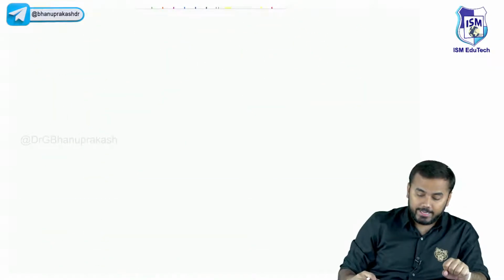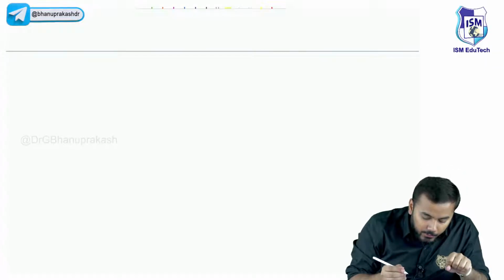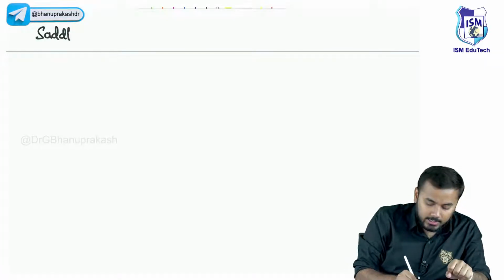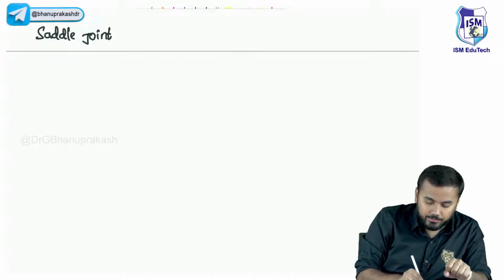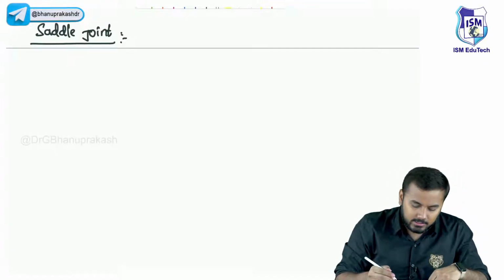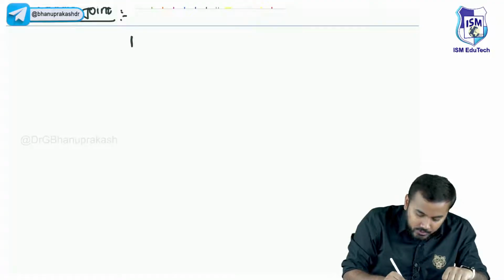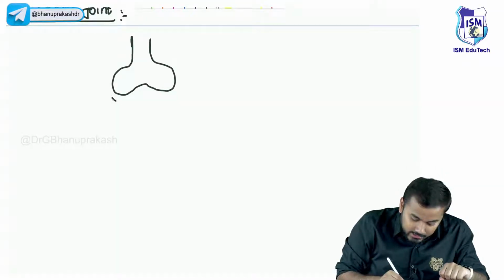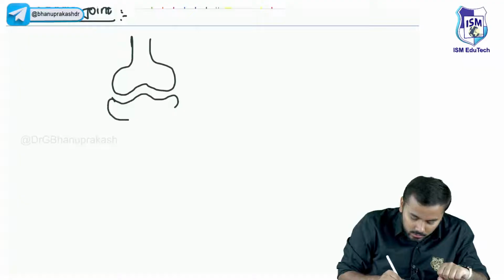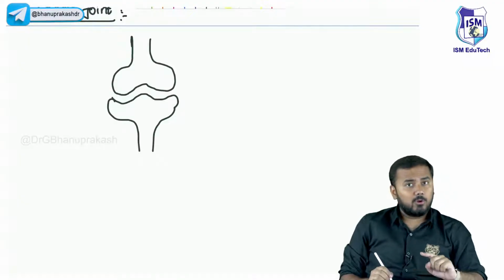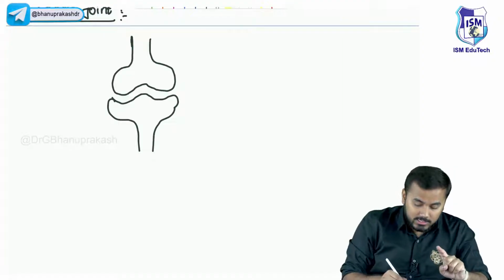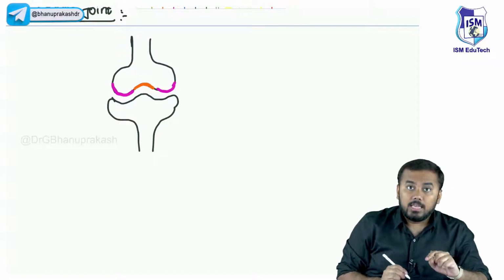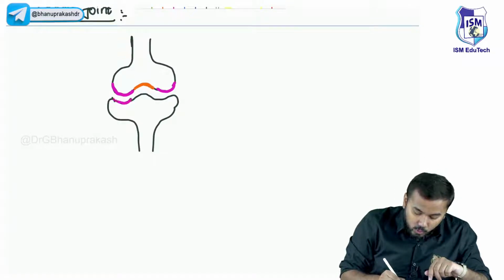Now we shall go on to the next joint in the list, by name the saddle joint. Saddle joint is really very easy, guys. If you look at the saddle joint, you'll understand. This is one bone, and this is another bone. Look here very carefully: one bone has two convex surfaces and one concave surface. The next bone has two concave surfaces and one convex surface.